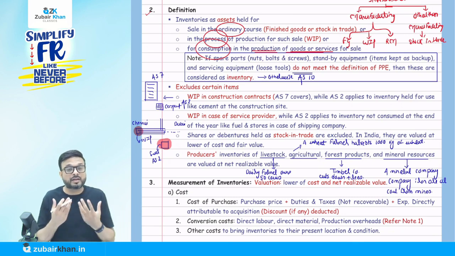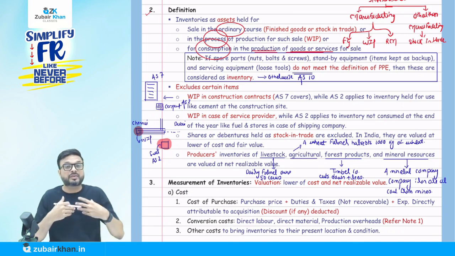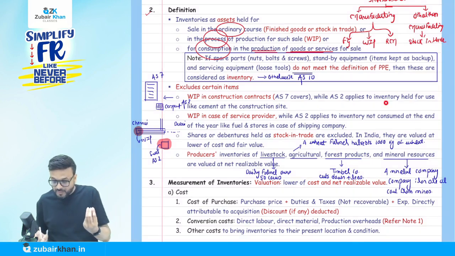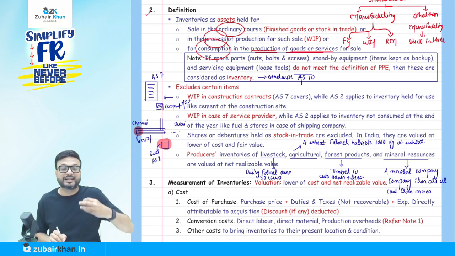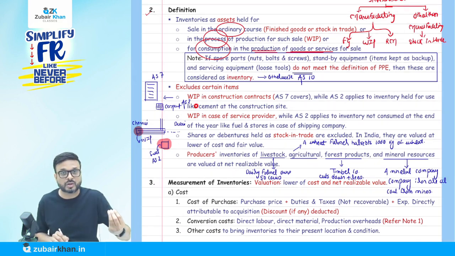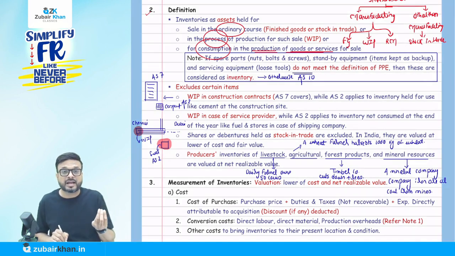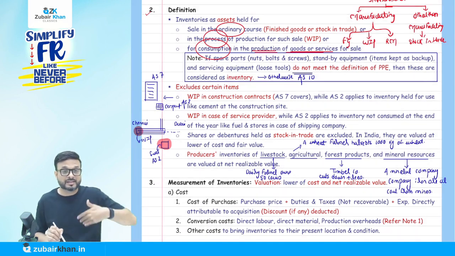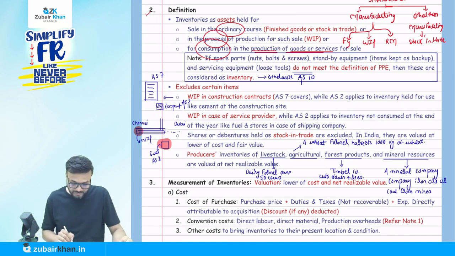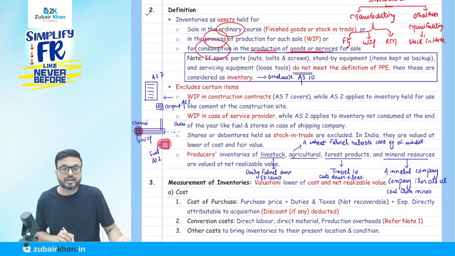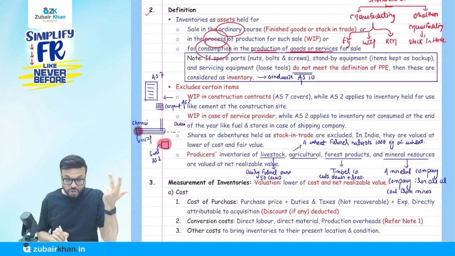Okay, what is covered under Accounting Standard 2? In case of a construction contract, the inventory held for use, like the cement, is covered under Accounting Standard 2. In case of a service industry, certain items that you are going to use to provide the services in future, like the fuel we will use for this ship, are covered here, not this WIP part. Now, the third point is shares or debentures which are held as stock in trade.